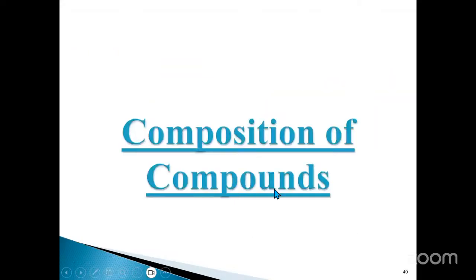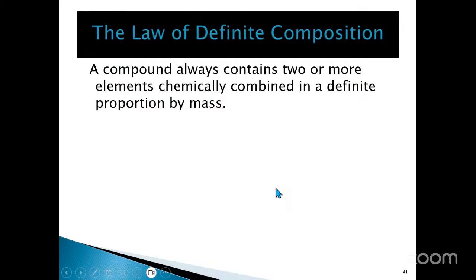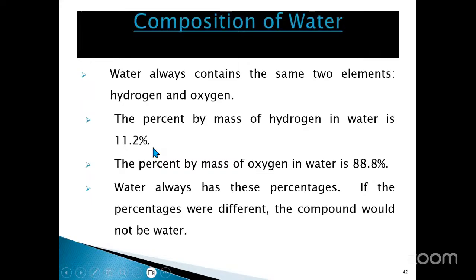Okay, so let's talk about the composition of compounds, right? And this will be a bit of an introduction, but later on, I think in chapter 6 or 7, we're going to get into a discussion of a more quantitative approach, right? But this is just basically kind of qualitative. The law of definite composition. This is a law which talks about the fact that a compound will always contain 2 or more elements, chemically combined in a definite proportion by mass. And I think we're going to use the water example to demonstrate this particular law.